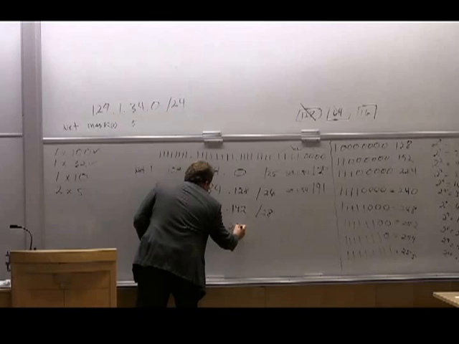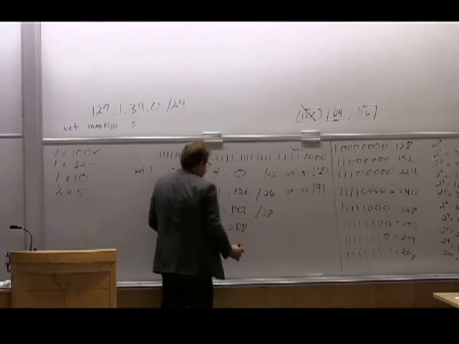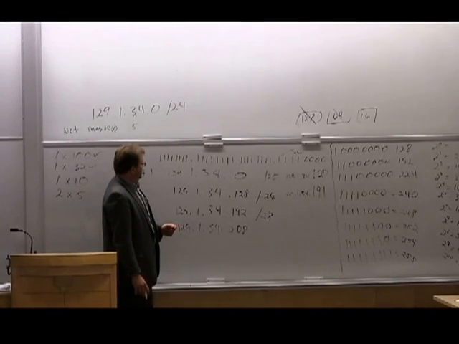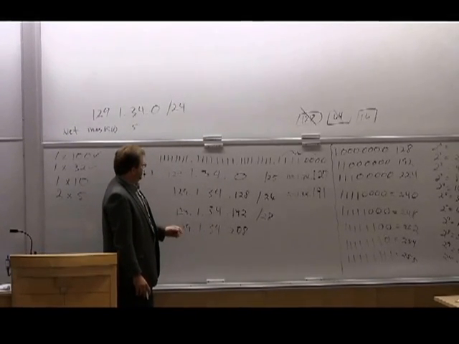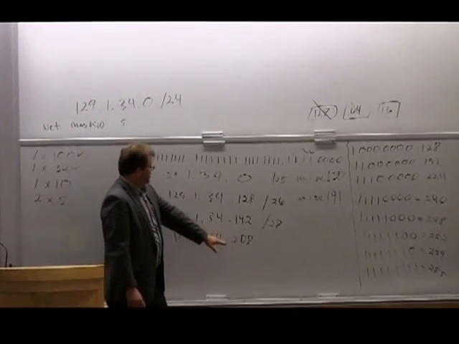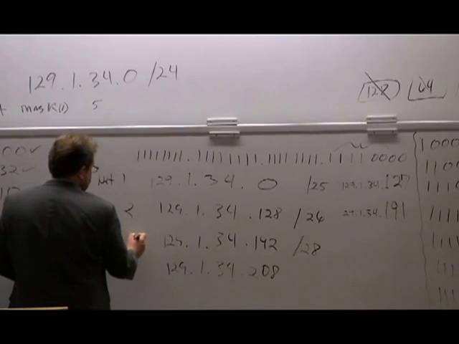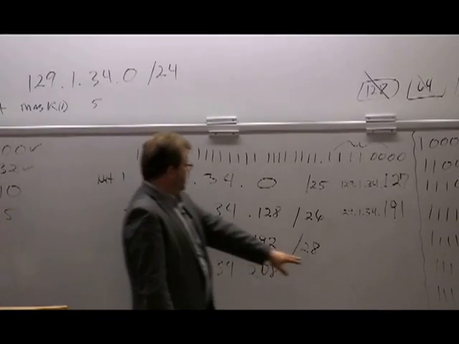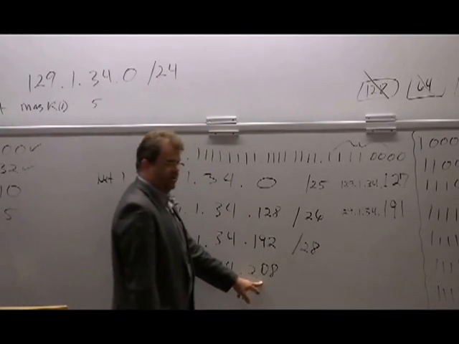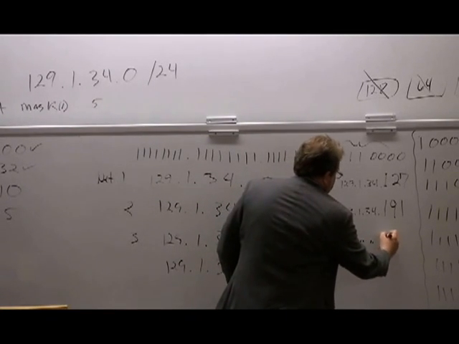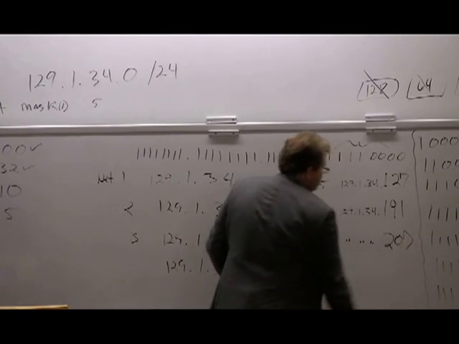208? Yeah. That's the next network. So what's my broadcast for this one? So this is net 1, 2, 3. What's my broadcast for network 3? 207. Same prefix, dot 207.